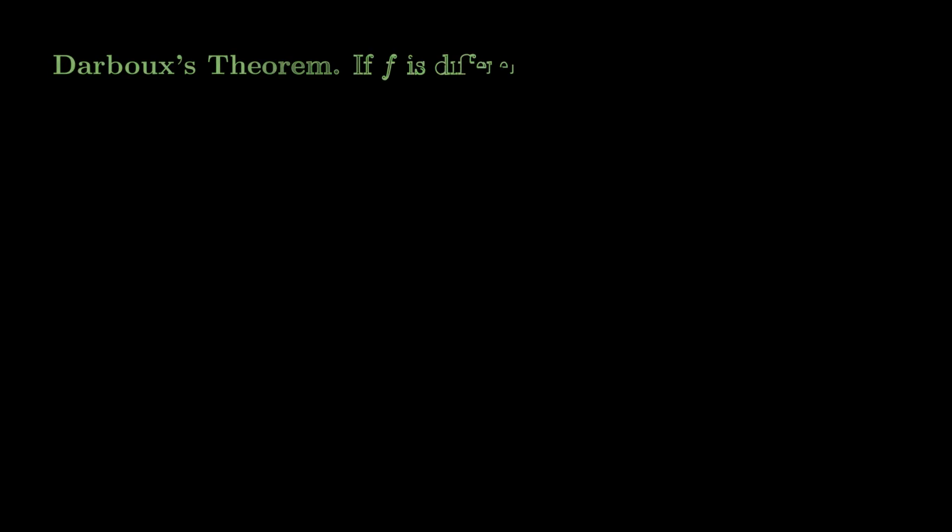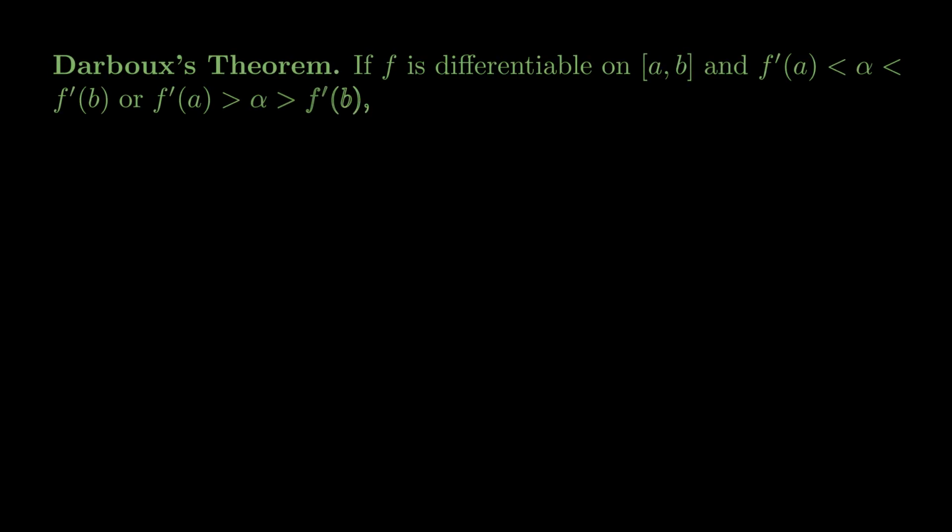Darboux's theorem states that if f is differentiable on a closed interval a to b, and alpha is strictly between f prime of a and f prime of b, either way around, then there exists a point c in the open interval a to b, where f prime of c equals alpha. This is essentially saying that the intermediate value property holds for derivatives. Even though derivatives aren't necessarily continuous on closed intervals, they can't have any jump discontinuities.